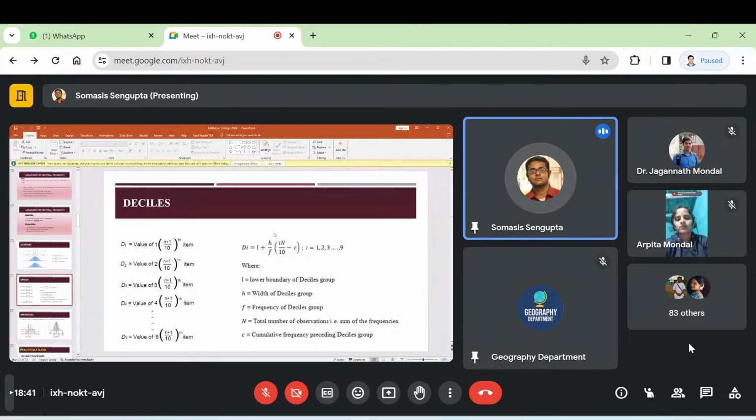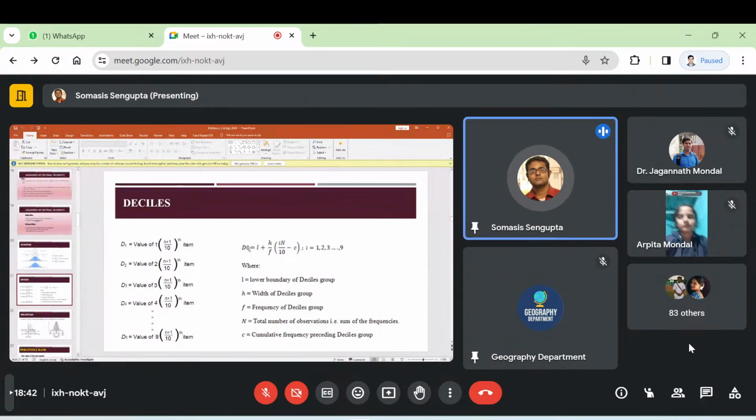Di is equal to L plus h by f into (i n by 10 minus C). So what is the basic idea? Suppose I have a grouped frequency distribution. First of all, I will calculate the total number of observations, that is capital N. Suppose it has given us 100. Now Di, the i refers to the decile which I want to find out. There are 9 deciles. Suppose I have to find D4, that is the 4th decile. So here i becomes 4.